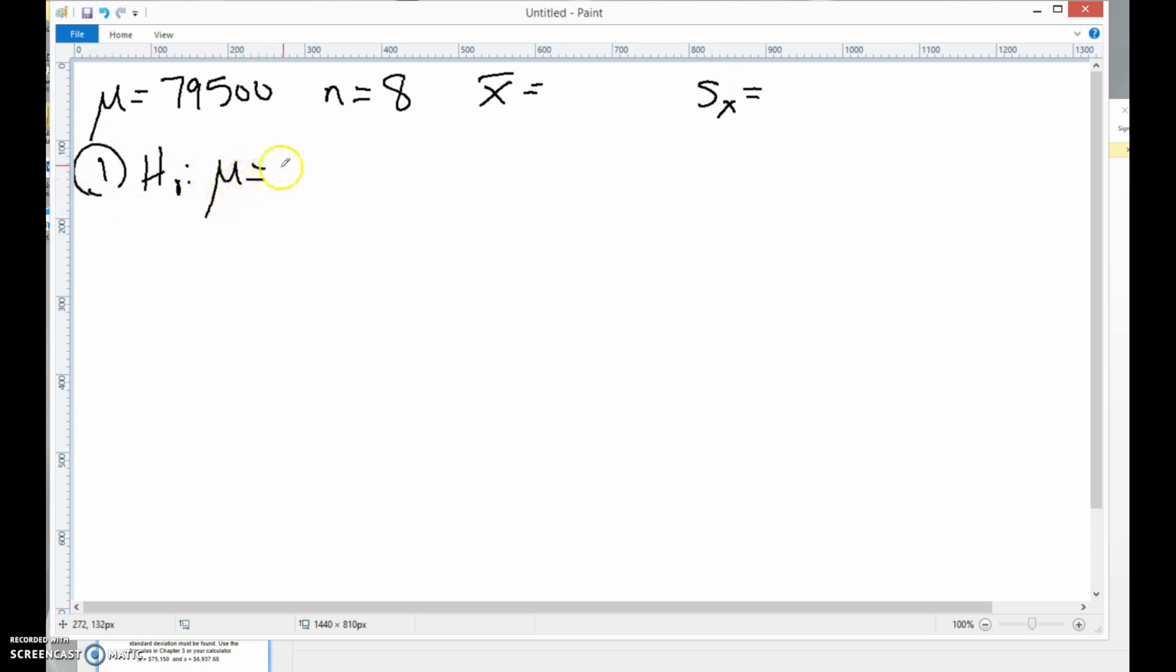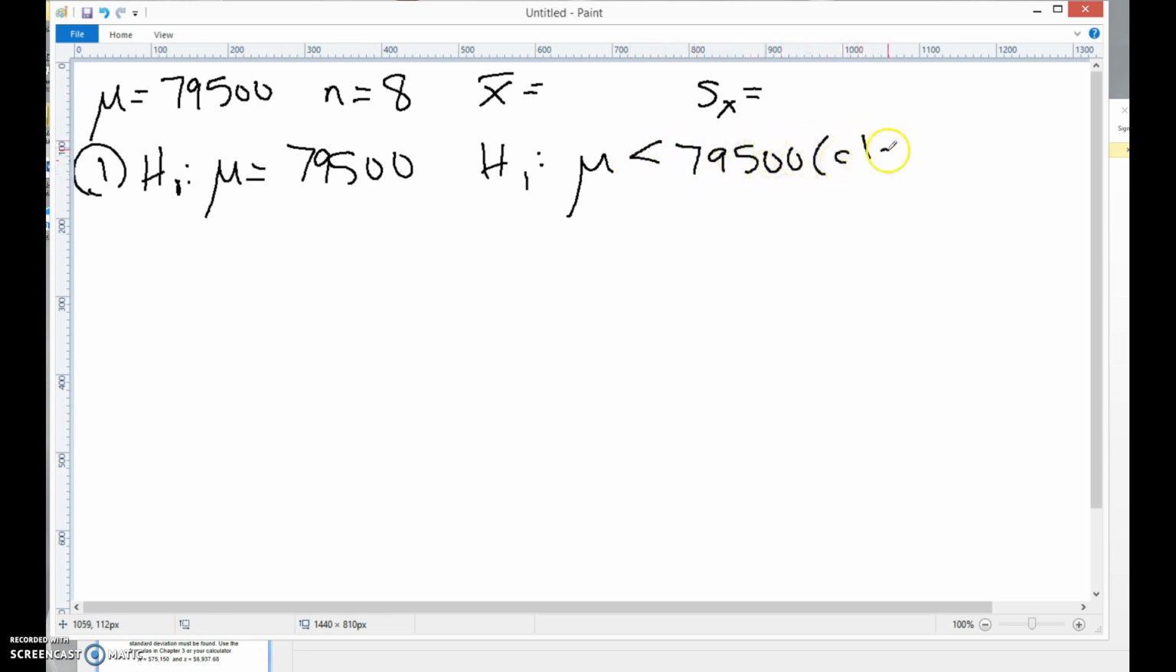But I can identify what my null hypothesis will be. It's always that equal statement, equal to the mean here. And then my alternative statement has to deal with, will the starting salaries be less than my values? So that's 79,500. And this happens to be the claim. We want to see if that's true.